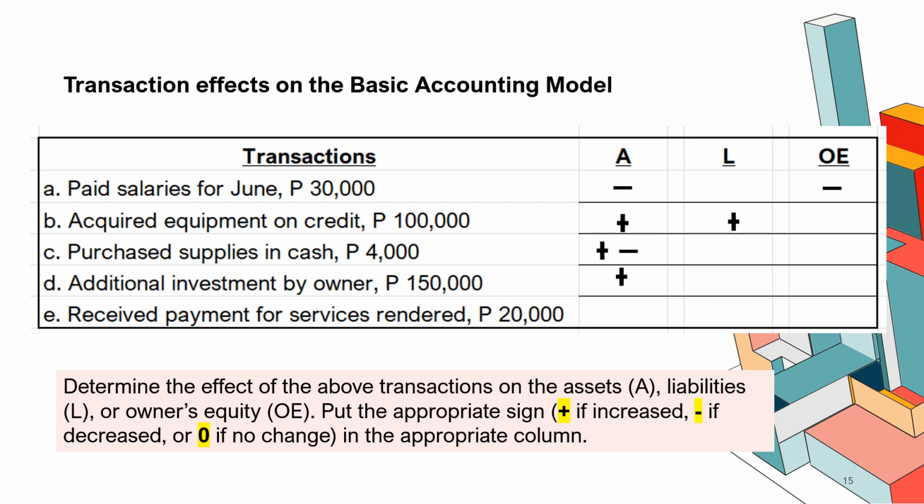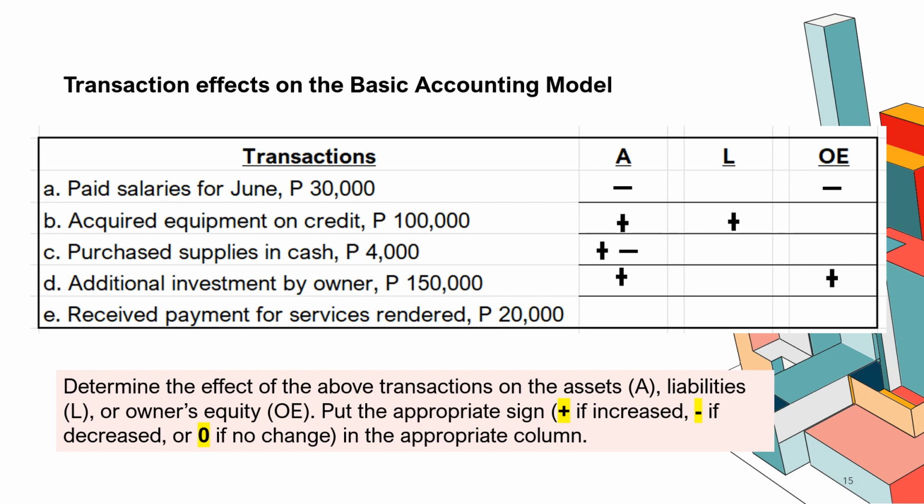How about letter D? I already gave the answer. Okay, additional investment by owner, 150,000. So that's cash. So definitely your asset will increase, and additional investment affects your owner's equity. So therefore, also an increase in your owner's equity. For your liability, no effect. So you put 0 in that liability section.